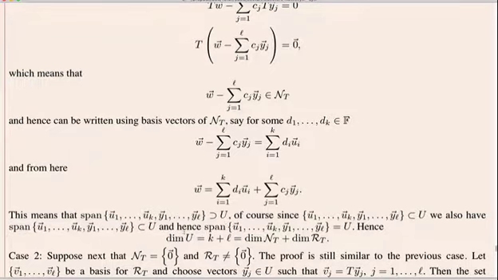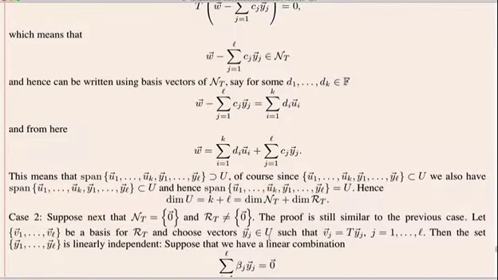Then we have that the dimension of U is k plus l, because this is the number of basis entries. And that's exactly the dimension of the null space of T plus the dimension of the range of T. That was the definition of k and l. We are finished with the first case, where we assume that neither the null space nor the range are just the 0 vector. Now we suppose that the null space is only the 0 vector and the range is not just the 0 vector. The proof is similar to the previous case.